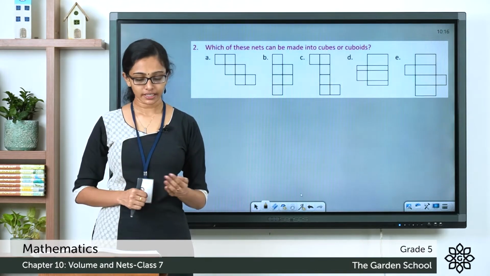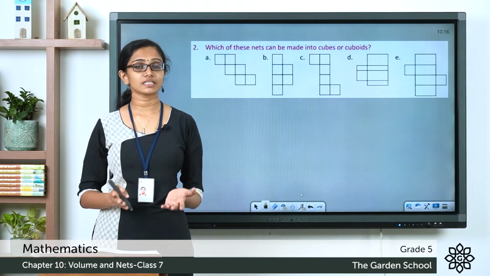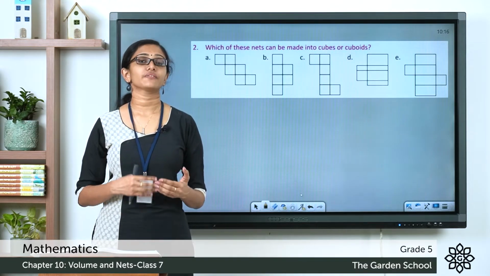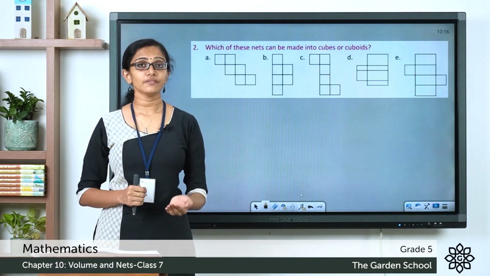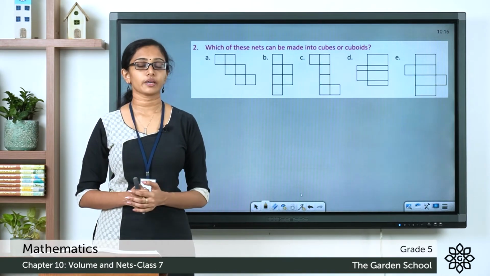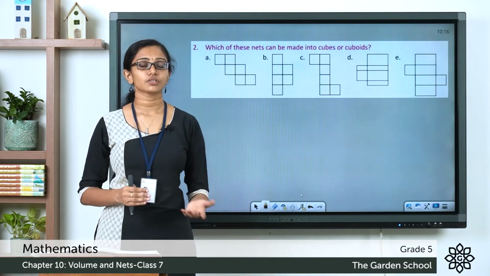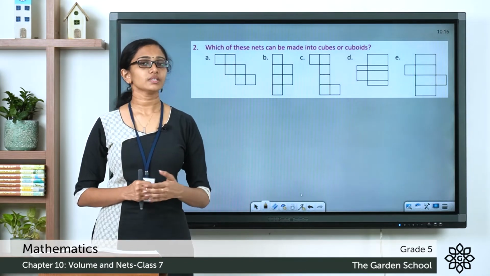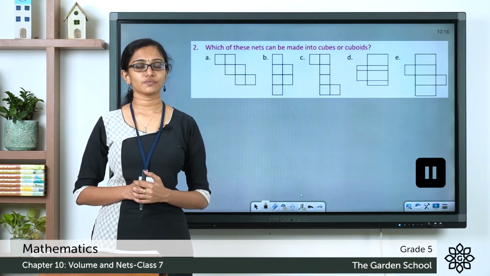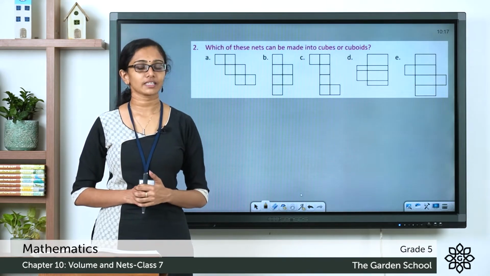Now with this in mind, you have to go through these nets given here, and visualize how these nets can be folded up and if it forms either a cube or a cuboid. You can even draw these nets on a piece of paper and fold it up along the lines to see if it forms the solid, either a cube or a cuboid. So you do this as an activity now. Please pause this video, go through the nets and then come back. Hope you are done with that activity.